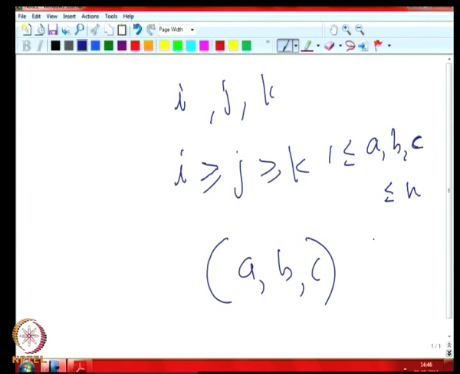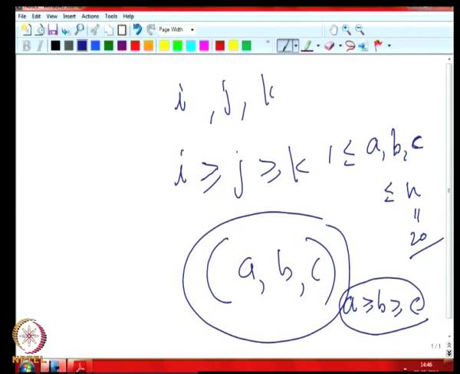That means a comes from the set 1 to n, b comes from the set 1 to n. Our problem had n equal to 20, but now we are generalizing it to n, with a, b, c such that a is greater than or equal to b greater than or equal to c. Consider the set of this kind of triples.